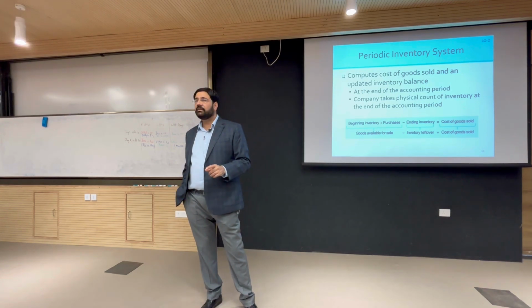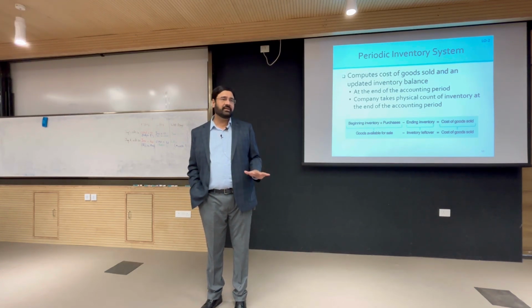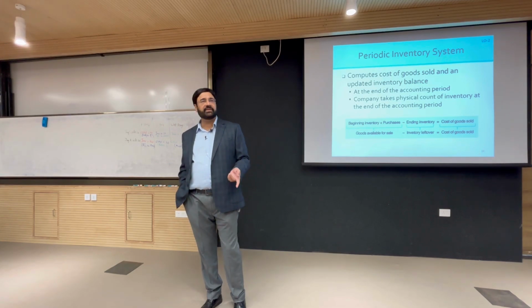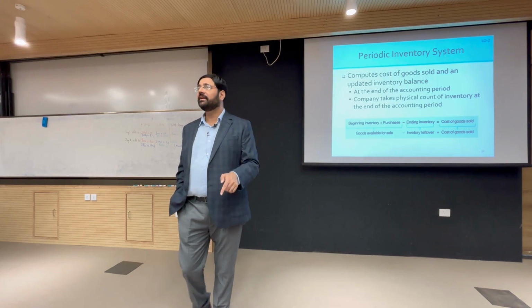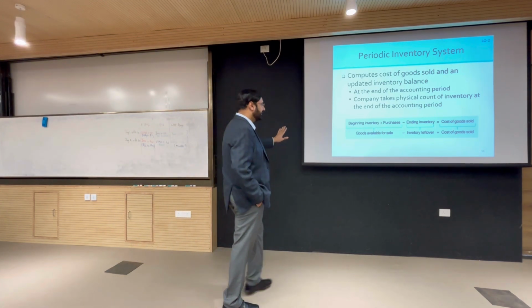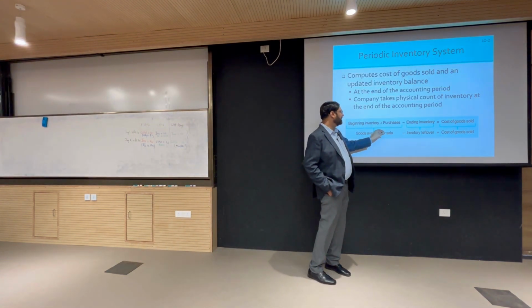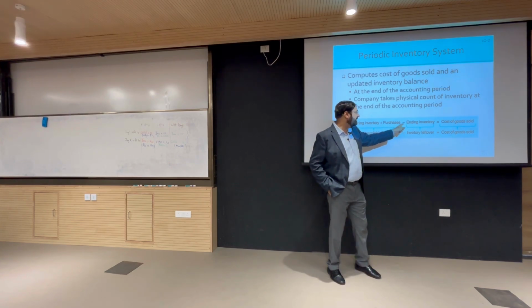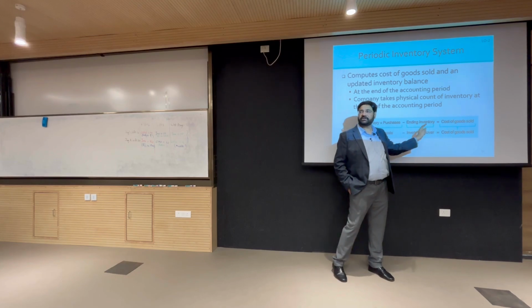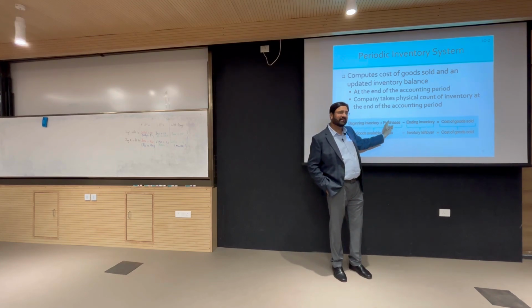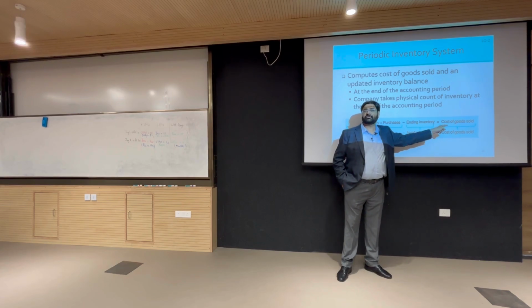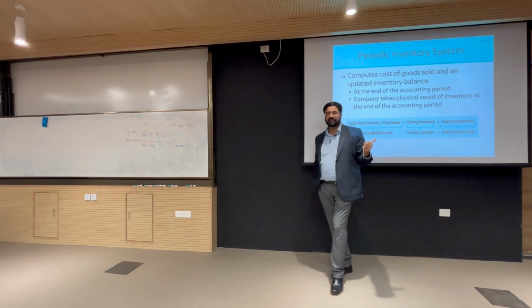If 1 unit is still lying with us, how many units did we sell? 9. Right? Alternatively, if we sold 9 units, how many units are lying with us? 1. You get it? So it's like that. Forget beginning inventory for a moment. You purchased 10 units. If 1 unit is lying with you, that means you sold 9 units. Alternatively, you purchased 10 units. If you sold 9 units, then 1 unit is lying with you. So as long as you have one of the two, you can calculate the other.